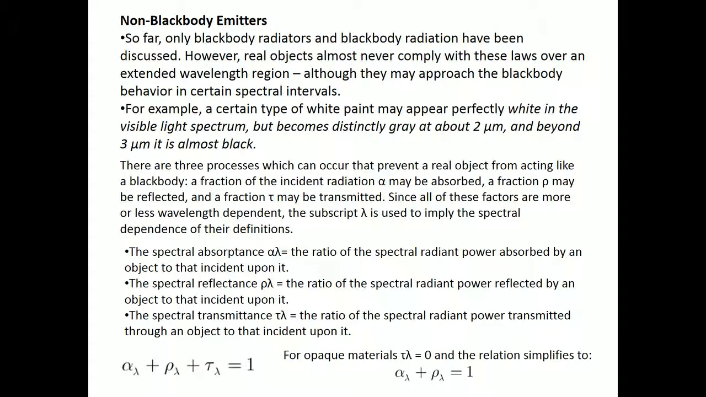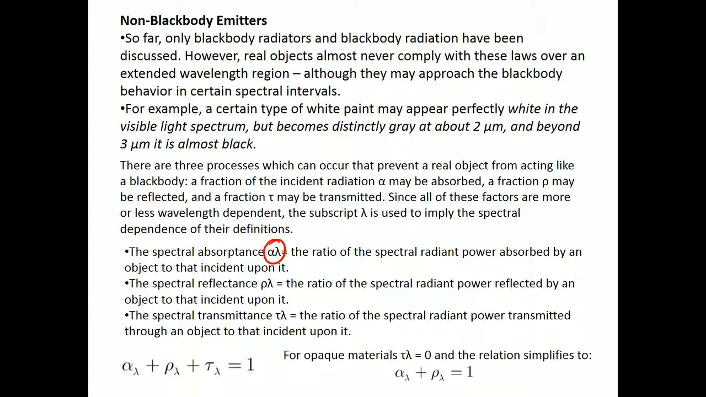A fraction of the incident radiation may be absorbed, let us call that alpha. A fraction called rho may be reflected, and a fraction tau may be transmitted. So, there are 3 mechanisms: absorption, reflection and transmittance. Since all of these factors are more or less wavelength dependent, the subscript lambda is used to imply the spectral dependence of their definitions. So, the spectral absorptance, alpha lambda, is the ratio of spectral radiant power absorbed by an object to that incident upon it.